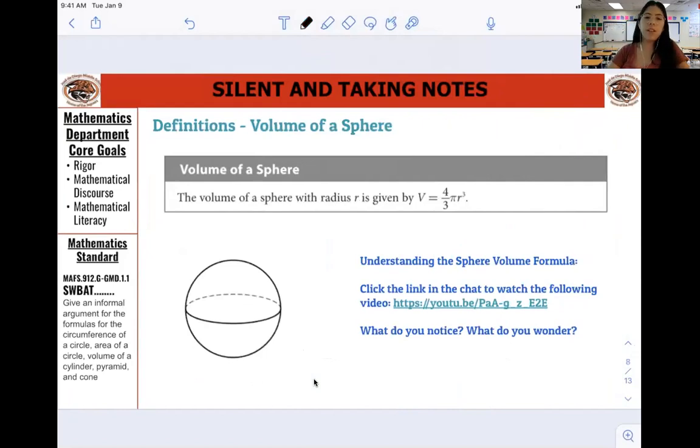Spheres. The volume of a sphere. This is actually the last volume formula that you guys have to memorize. This is the last one. 4/3 pi r cubed. Interesting. Go ahead and write it down, and then we'll watch a video to try to understand it a little bit better. Volume equals 4/3 pi r cubed.